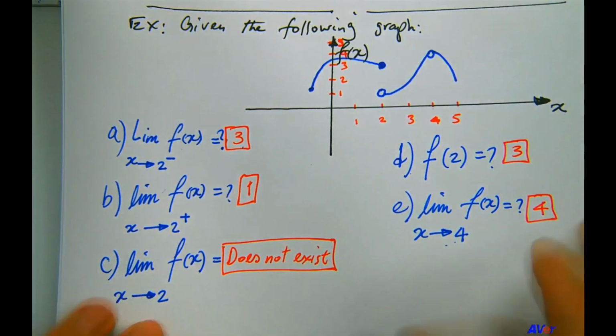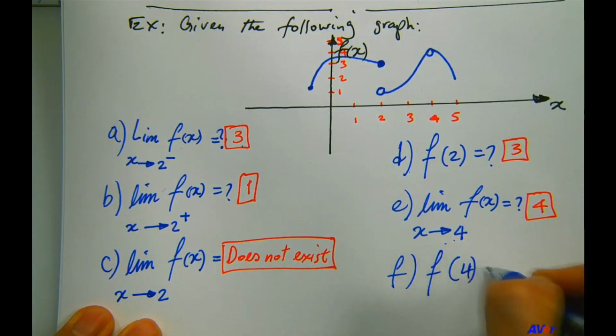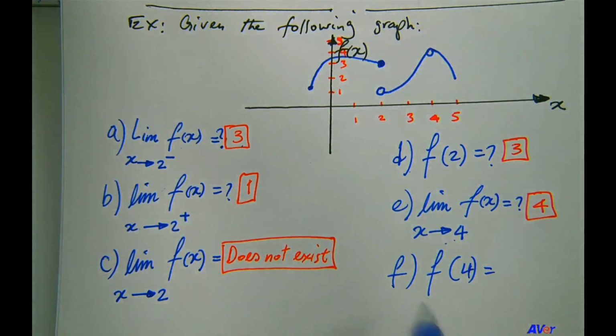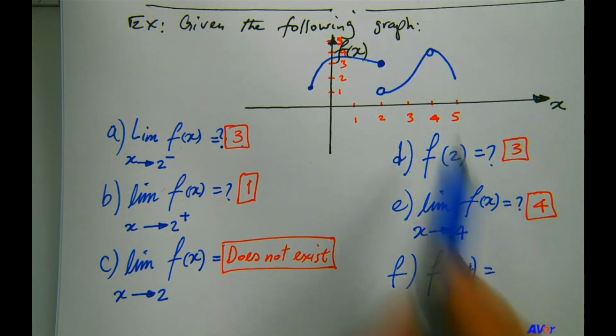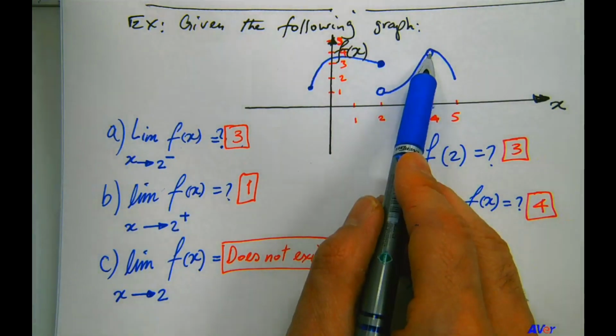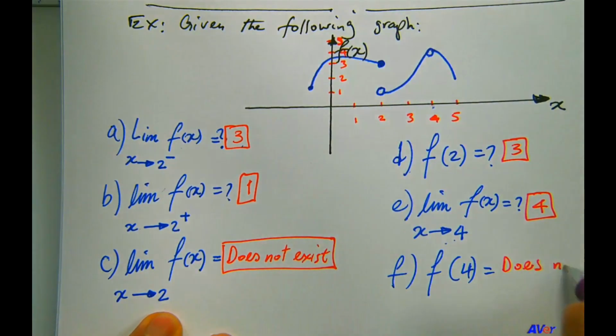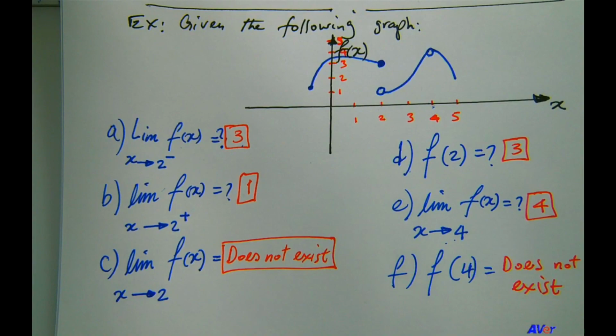And finally, F, what is the value of the function at 4? They're not talking about the limit here, but the value of the function at 4. At 4, the function has no value. It's a hole. It does not exist. So the function does have a limit as x approaches 4 from both sides, but the function itself does not exist at x equals 4.